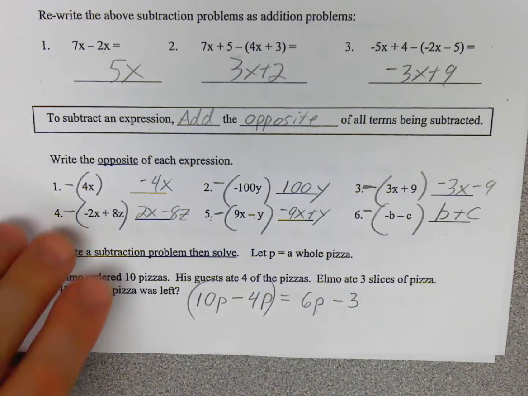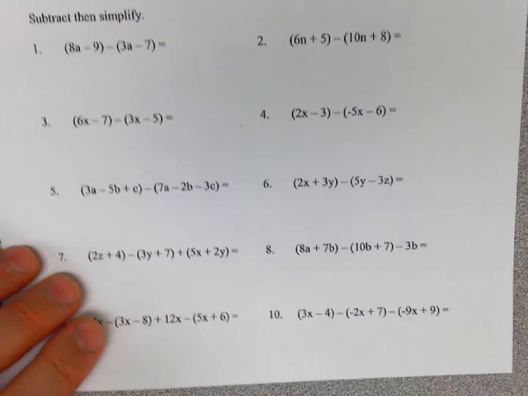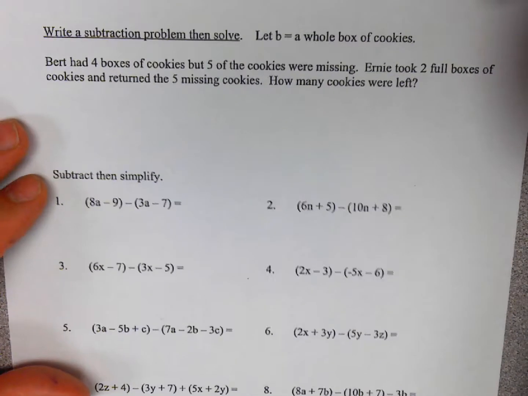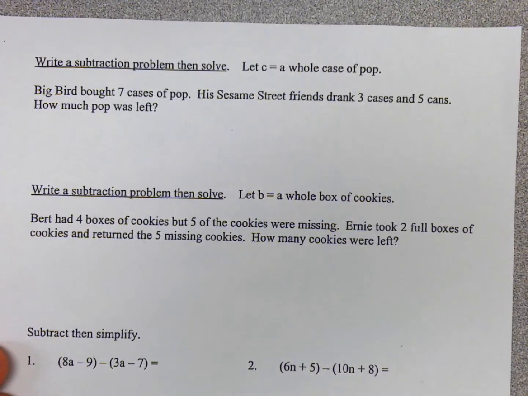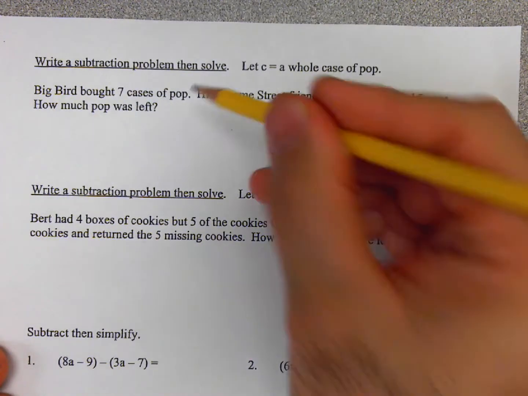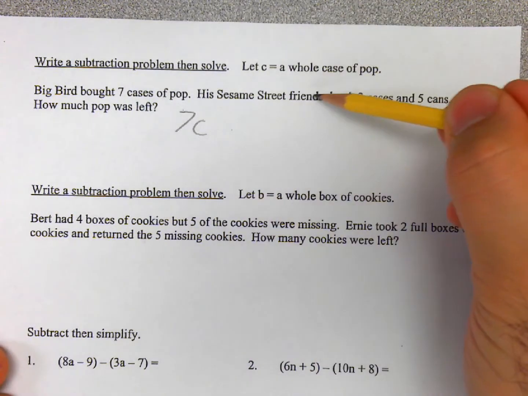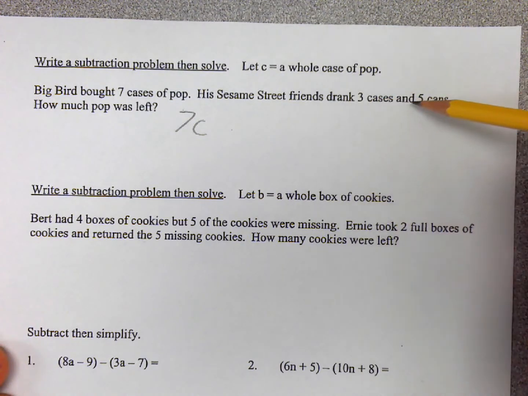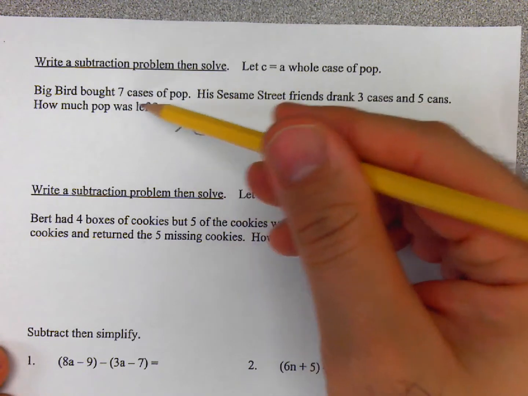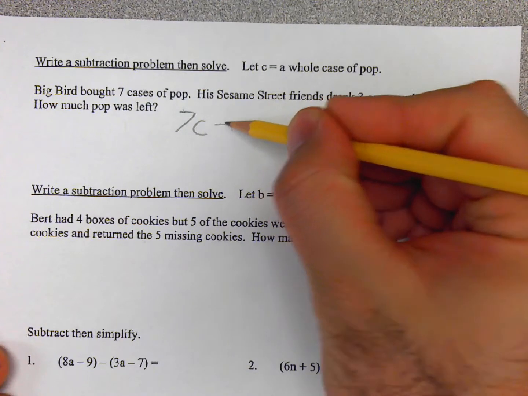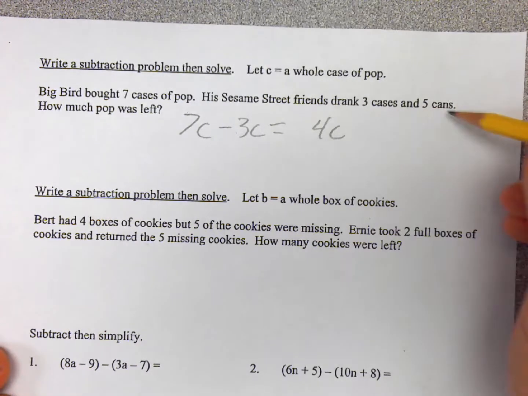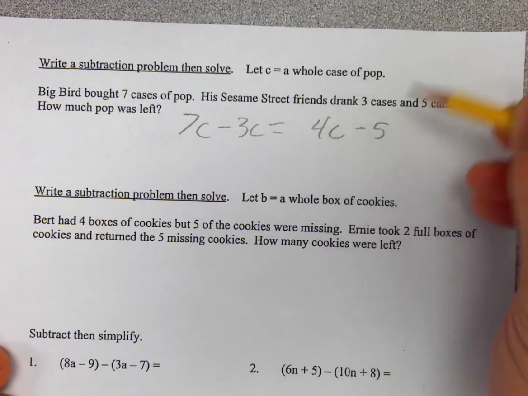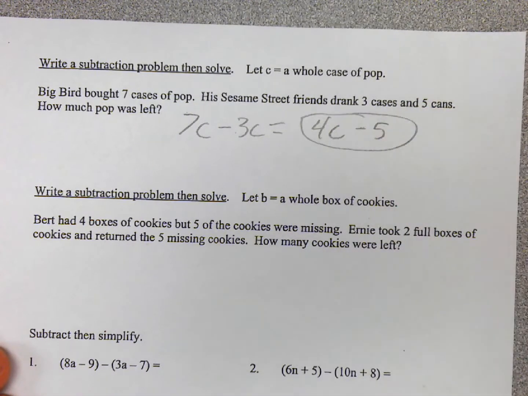All right. Here's your second sheet of notes. Okay, let C equal a whole case of pop. Big Bird bought 7 cases of pop. That's 7C. His Sesame Street friends drank 3 cases and 5 cans. How much pop was left? Well, 7 starting off minus 3, that's going to give me 4 cases. And then minus my 5 cans. There we go. Boom. All right.